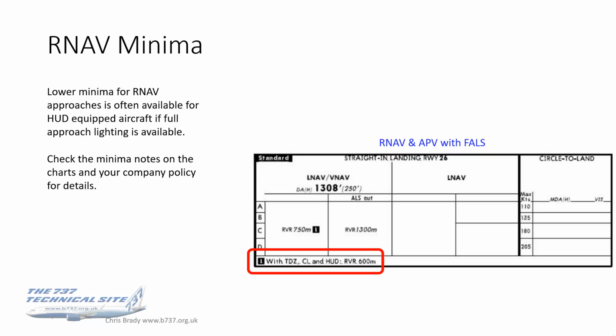RNAV minima, lower minima is, now I've written often available. It isn't always available. It depends on the country, the certifying authority, and the approach, on a whole range of things. But it's often available for hood-equipped aircraft if full approach lighting is available. And again, check the notes on the bottom of the minima page there, and you can see LNAV, VNAV, normal minima RVR 750 meters. If you've got the full range of lights and a hood, you can go down to 600 meters RVR.